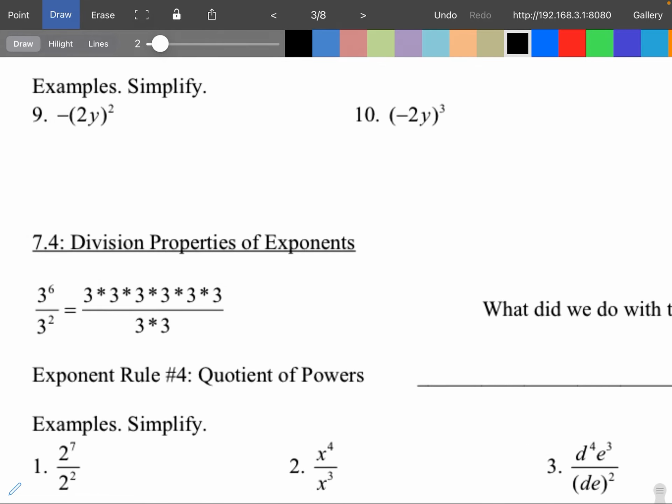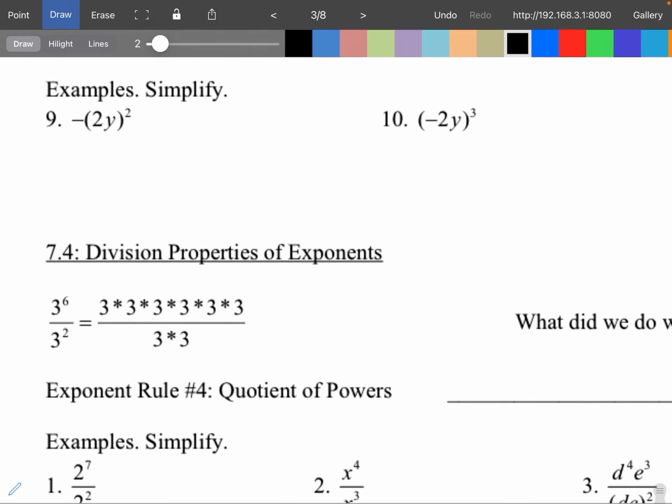All right, so number 9. Number 9, that negative out in front stays out in front. So what that really is, it's really like a negative 1 times 2y to the 2nd power. Then you have your product there inside the parentheses, so you have to put the power on both of those factors. So this is going to look like negative 1 times 2 to the 2nd power, y to the 2nd power.